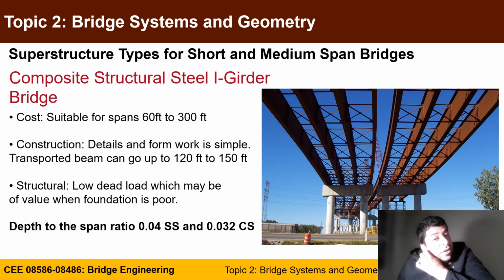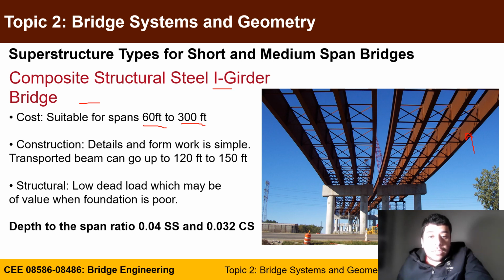The next very famous system is the composite steel I-girder bridge. As you can see here, I'm very sure that you are familiar with that. If you drive around New Jersey, New York, even Miami in downtown, you will see those kinds of systems where you use built-up sections, steel built-up sections, suitable for a span between 60 and 300.